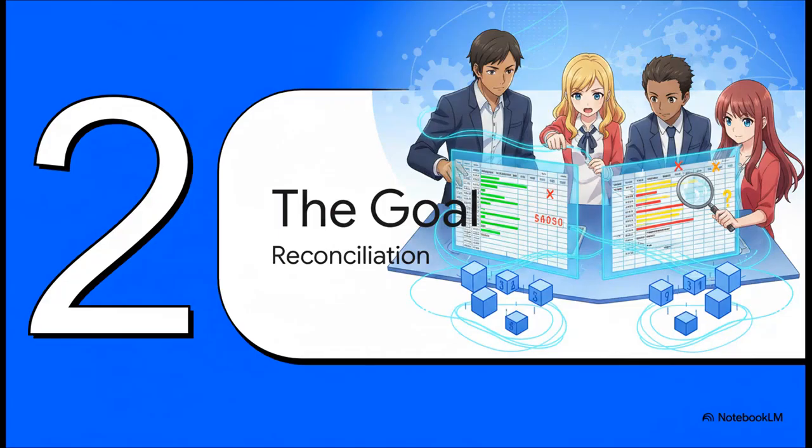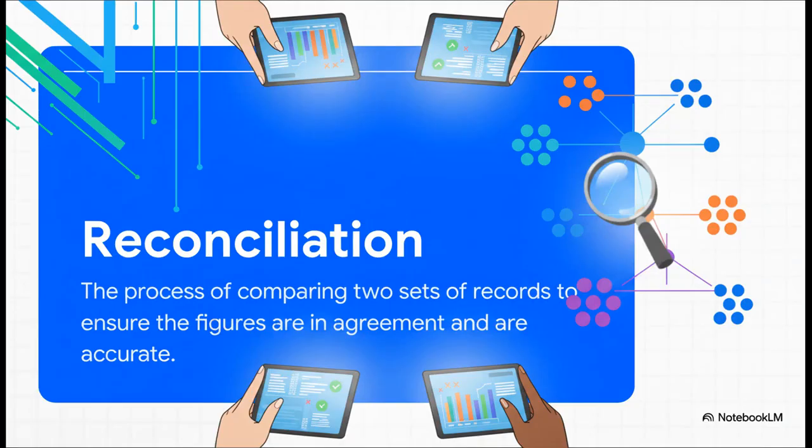Now, the official word for what we're doing here is reconciliation. It sounds a little fancy, I know, but all it really means is making sure two sets of numbers actually agree with each other. It's all about hunting down those pesky little differences. The main point of reconciliation is all about two things: accuracy and agreement. Our goal isn't just to glance at the data, it's to verify it and be able to pinpoint exactly where things just don't add up.